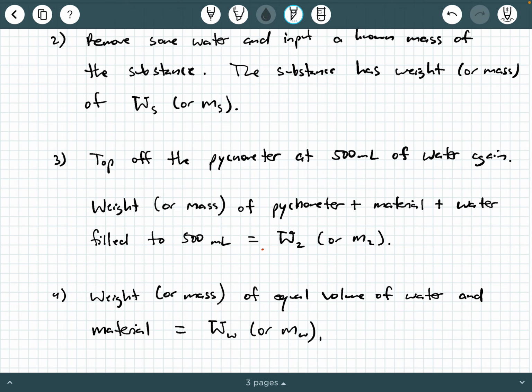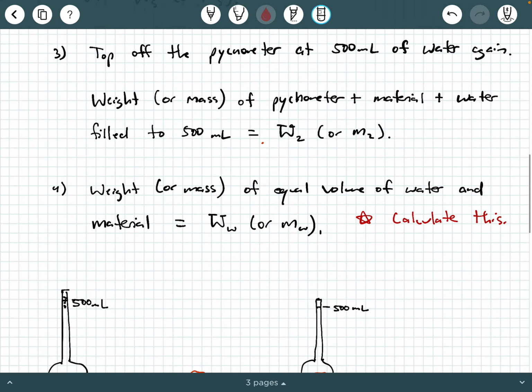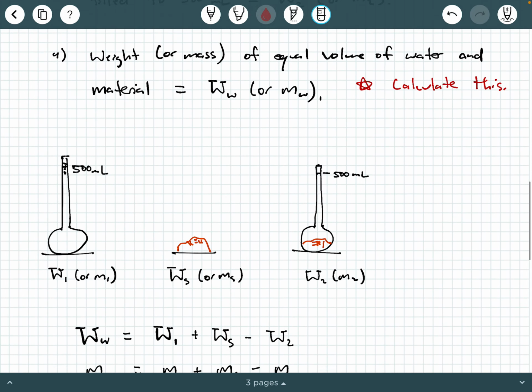So what you're also going to have to calculate is the weight or mass of equal volume of water and material. So we're going to make a little note here. We're going to calculate this. Okay. So let's look at a graphical representation.